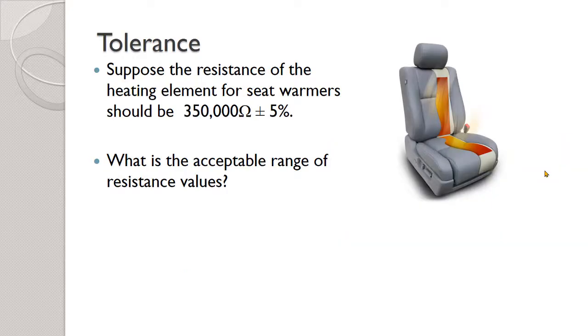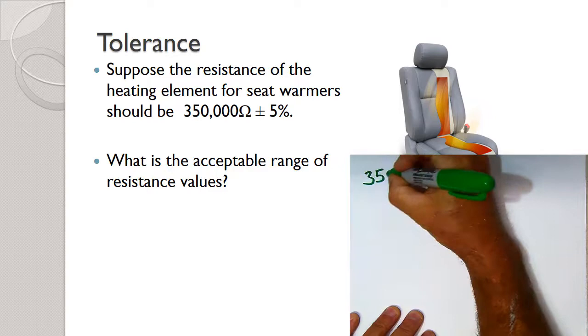There's one last example I want to work through with you here, checking a tolerance. So an electrically heated seat relies on resistance coils to heat up that seat, and sometimes they fail. One way to check them is to check the resistance of the entire heating circuit. So a spec is that it should be 350,000 ohms plus or minus 5%. Then what's the acceptable range of values?